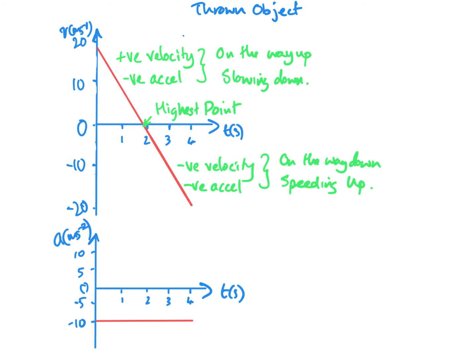And what we see is the corresponding acceleration-time graph is always negative, because the gradient of the line on the velocity-time graph is always negative as well. So when an object changes from going up to going down, the acceleration doesn't change. And if this was an object in free fall, then that would be minus 9.8. It would always be a negative acceleration.